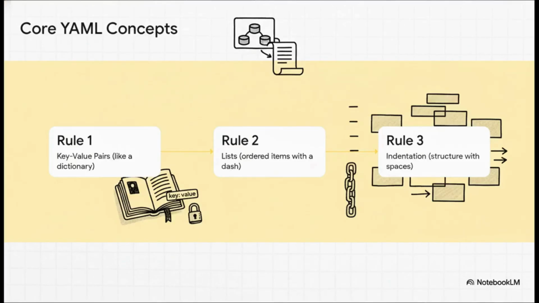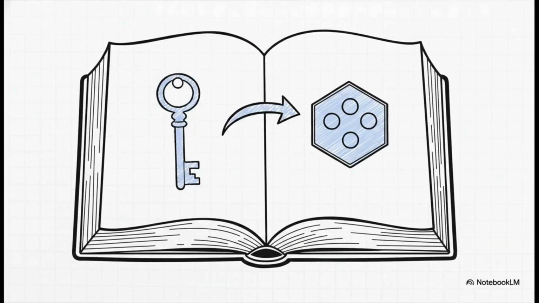Now, YAML can look a little intimidating at first, but trust me, it all boils down to just 3 simple rules. Once you get these 3 things down, you can write pretty much any Kubernetes file you'll ever need. First up, key value pairs. Super simple. Think of it like a dictionary. You have a key, like kind, then a colon and a space, and then its value, pod.